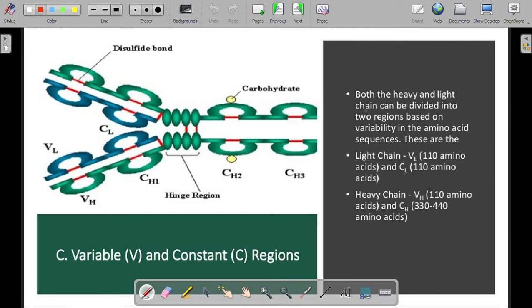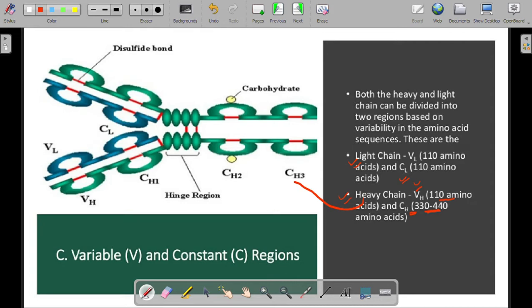Disulfide bonds, as we have seen. Both the heavy and light chains can be divided into two regions based on variability in the amino acid sequence. For the light chain, these are the variable region, VL, of 110 amino acids, and the constant region, of 110 amino acids. The heavy chain can be divided into a variable heavy region of 110 amino acids and a constant heavy region of 330 amino acids.